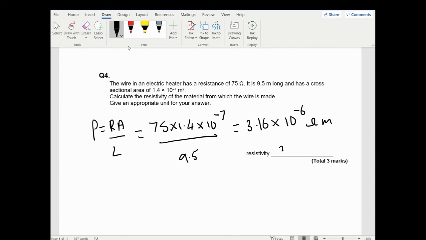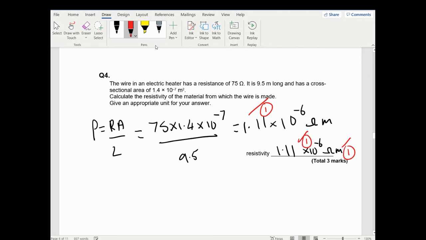And make sure you put them into the actual answer box here. If you do have a line, make sure it's in there. Okay, I want to double check because my answer does not make sense on this one. So it's 75 times 1.4 times 10 to the minus 7 divided by 9.5. Yep, I can't actually use a calculator today. I was looking at the units and they're right, so I must have accidentally put that in. So the actual answer is 1.12 times 10 to the minus 6, and it's still ohm meters. Again, I can't read my calculator. Really sorry. So the marks actually come from the substitution, the answer, and then 1 for the unit. And again, give an appropriate unit for your answer. You can just get away with writing the units there.